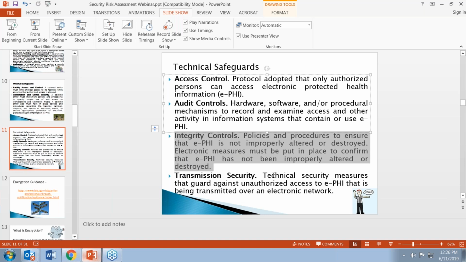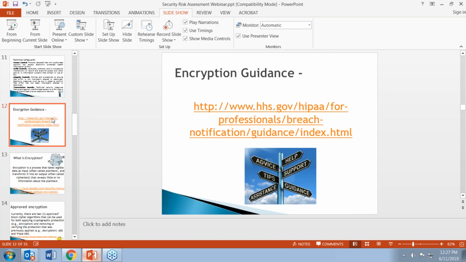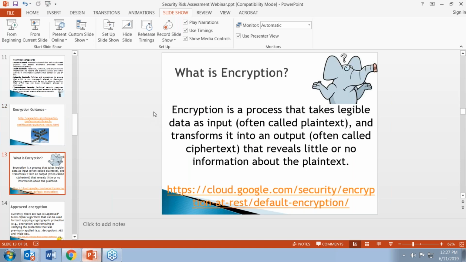Transmission security: technical security measures that guard against unauthorized access to ePHI, which rolls us into one of the more complex areas of HIPAA, at least for me, since I'm not a techie, which is encryption guidance. And I did spend some time on this last night in anticipation of today's discussion. And I just want to go over some basics with you. What is encryption? I don't know. Sounds complicated.